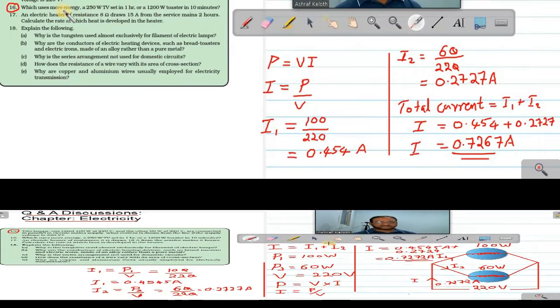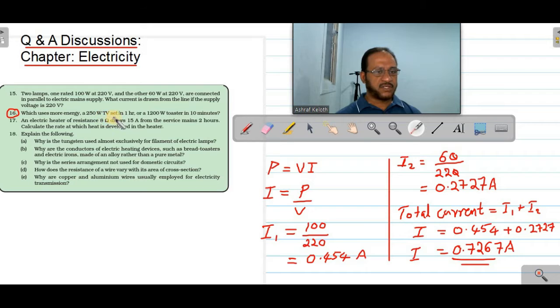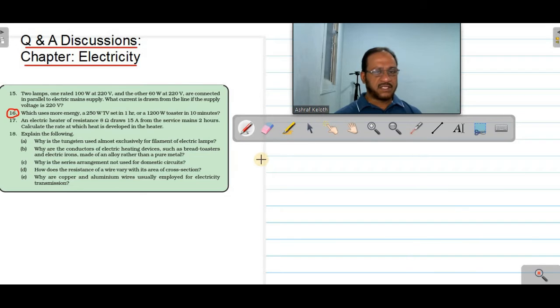Okay. Which uses more energy? A 250 watts TV set in 1 hour, or a 1200 watts toaster in 10 minutes. The power of the TV is given, 250 watts only. It is very low power. The time it is used is given.